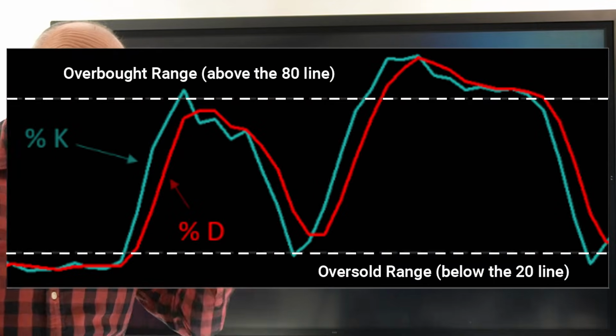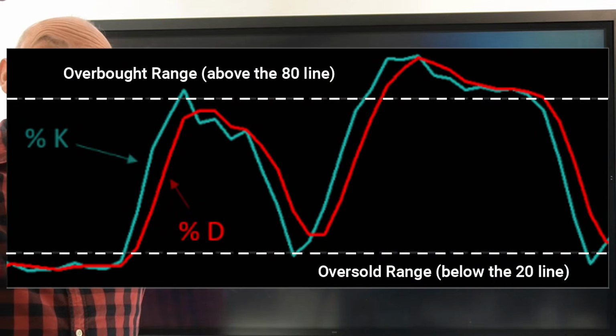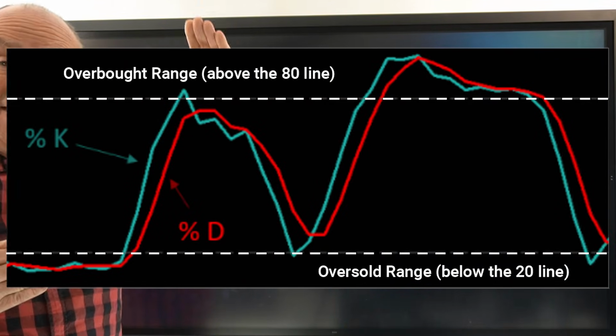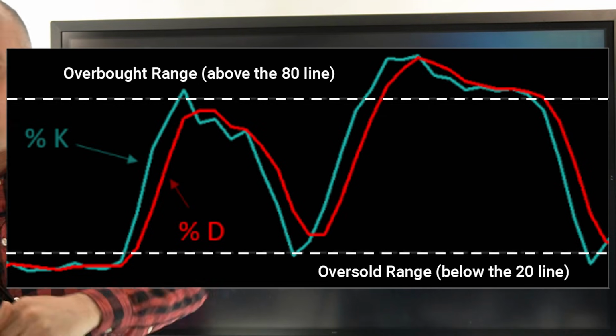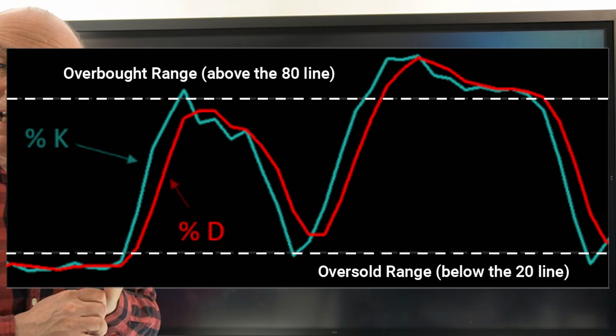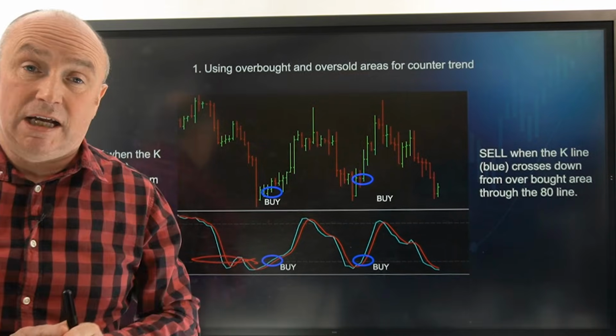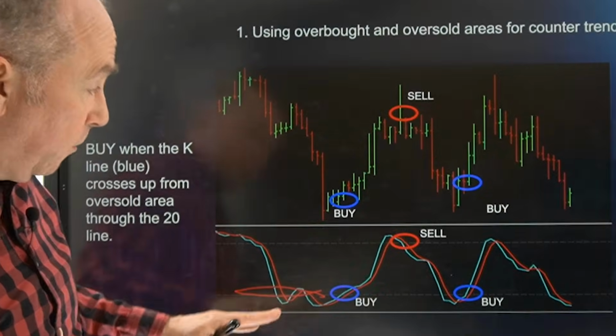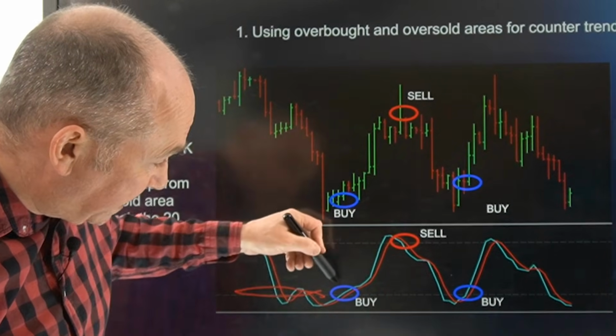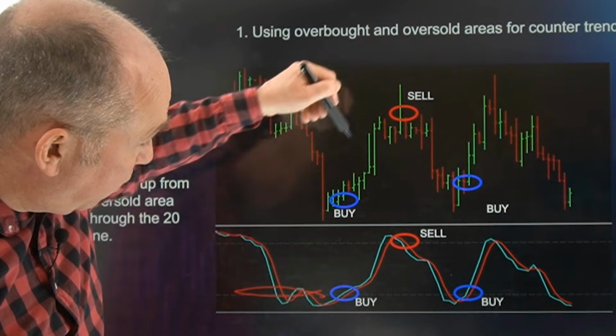Okay, overbought, remember, is anything above 80. And when it's in that zone and then crosses back down through that 80 line, that could indicate a change in direction from an uptrend into a downtrend. So for example, here you'll see the blue line on the stochastic. It's moving up as price moves up.